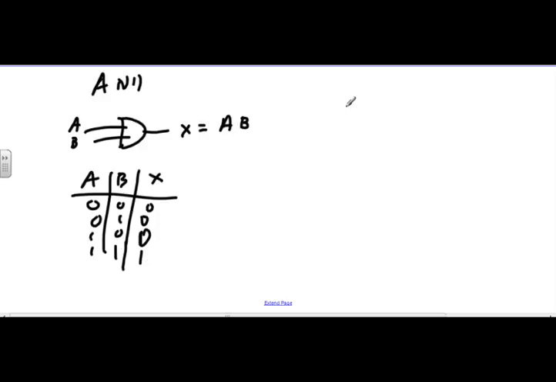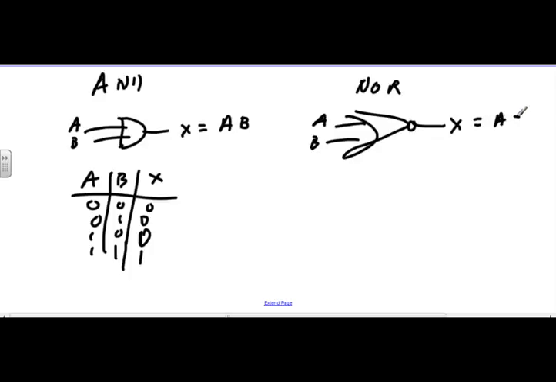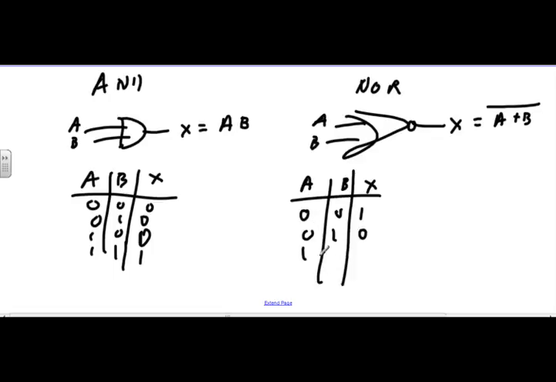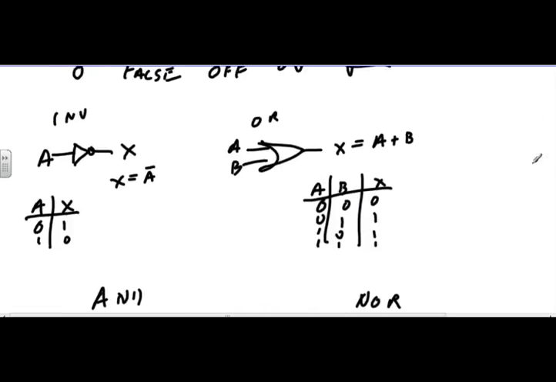Then we have the NOR gate. It looks like that. A, B, X. X is A or B knotted would be the NOR gate. We have a truth table, A, B, X: 0, 0, 1; 0, 1, 0; 1, 0, 0; 1, 1, 0. And we see that that's exactly the opposite of what happened to the OR.